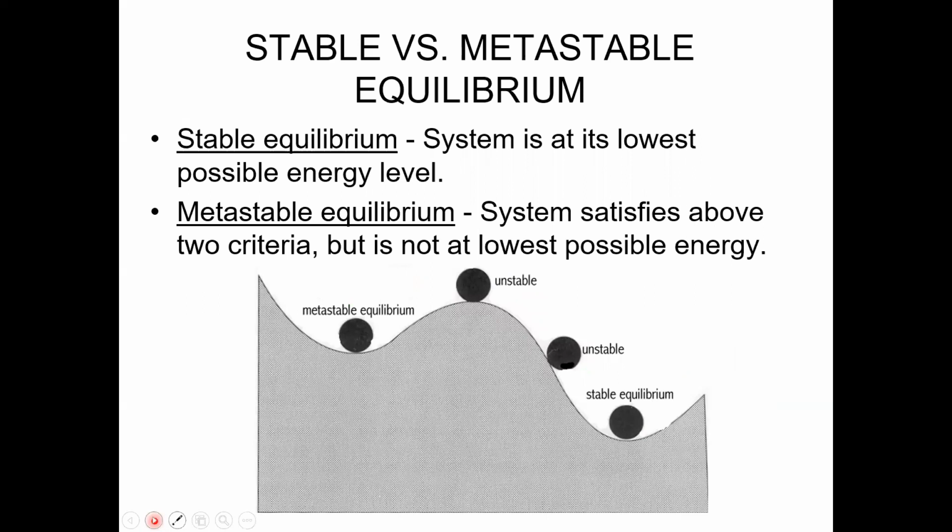Stability and metastability. A stable equilibrium system is at its lowest possible energy level, and a metastable equilibrium system satisfies the above two criteria but is not at the lowest possible energy.